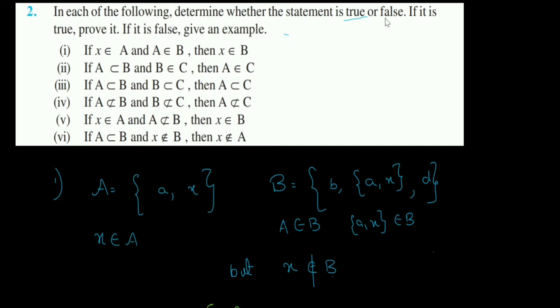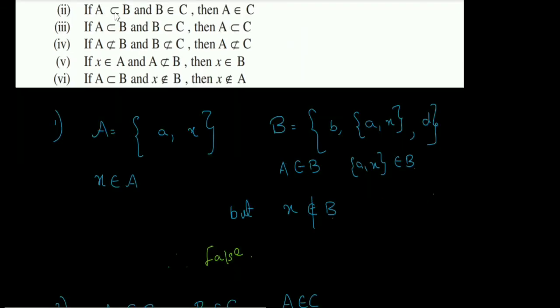Okay. If you say it is false, one example is enough. So I have given one example where this given statement is false. Now the second statement: if A is a subset of B, B belongs to C, then A belongs to C. Is this statement true always? That's what you're going to check. If you are saying it is true, it should be true always for all values. Let us check.